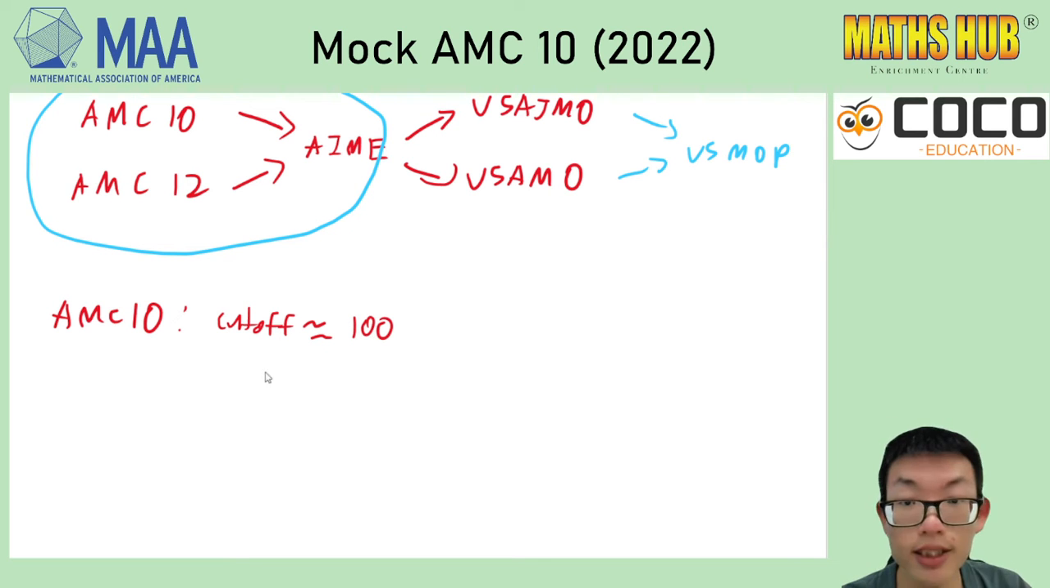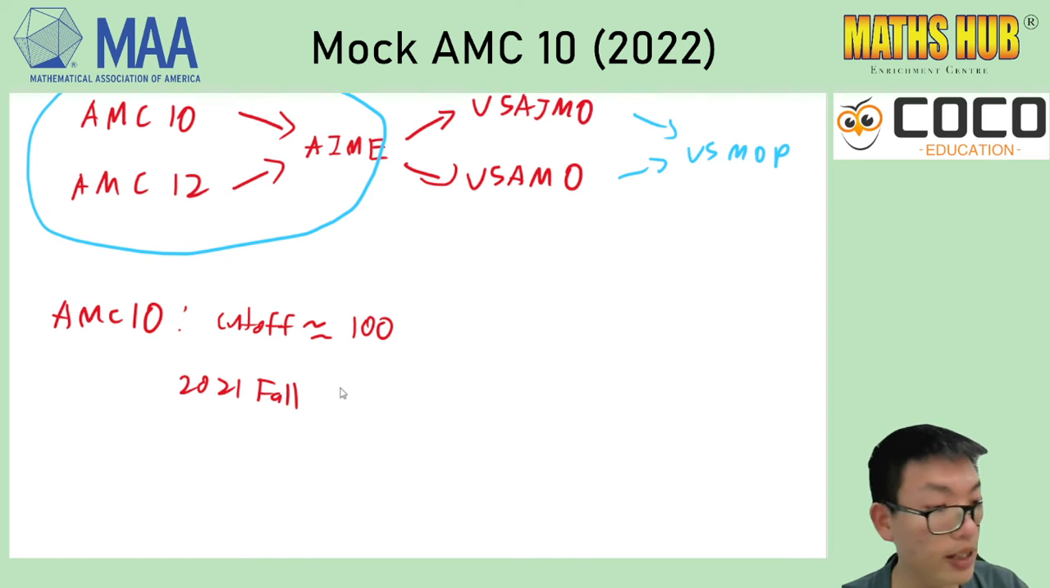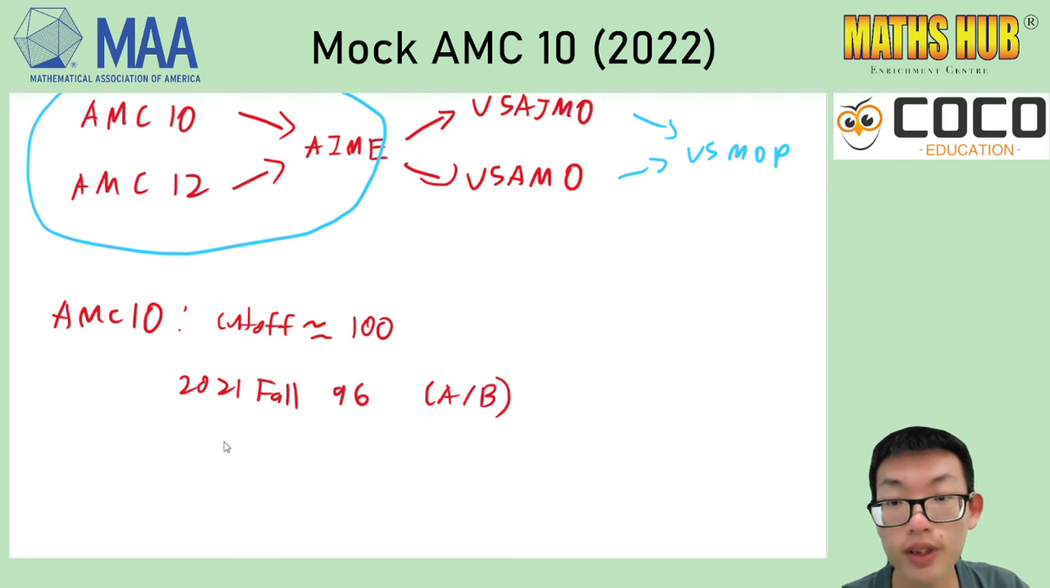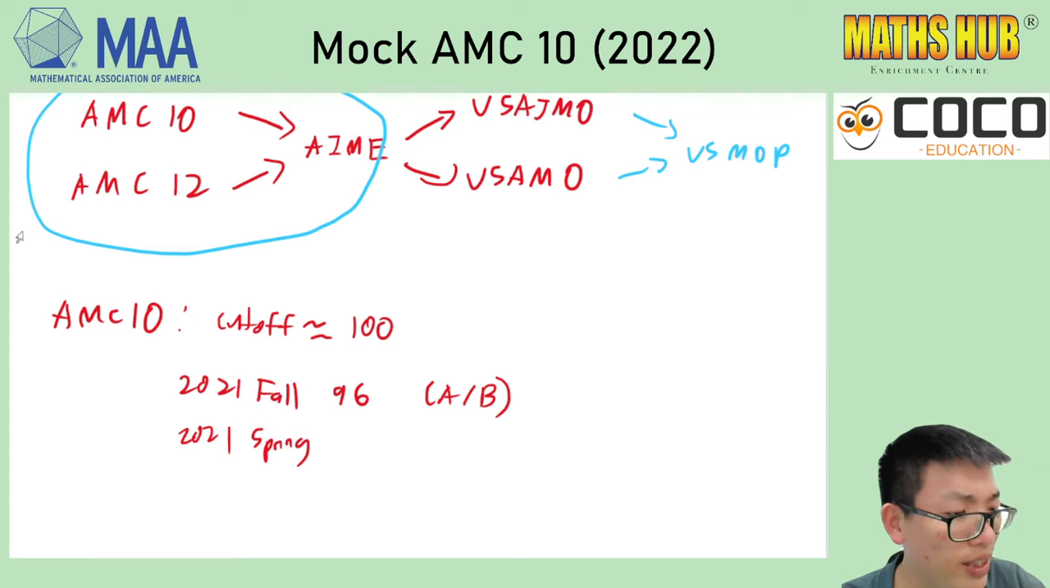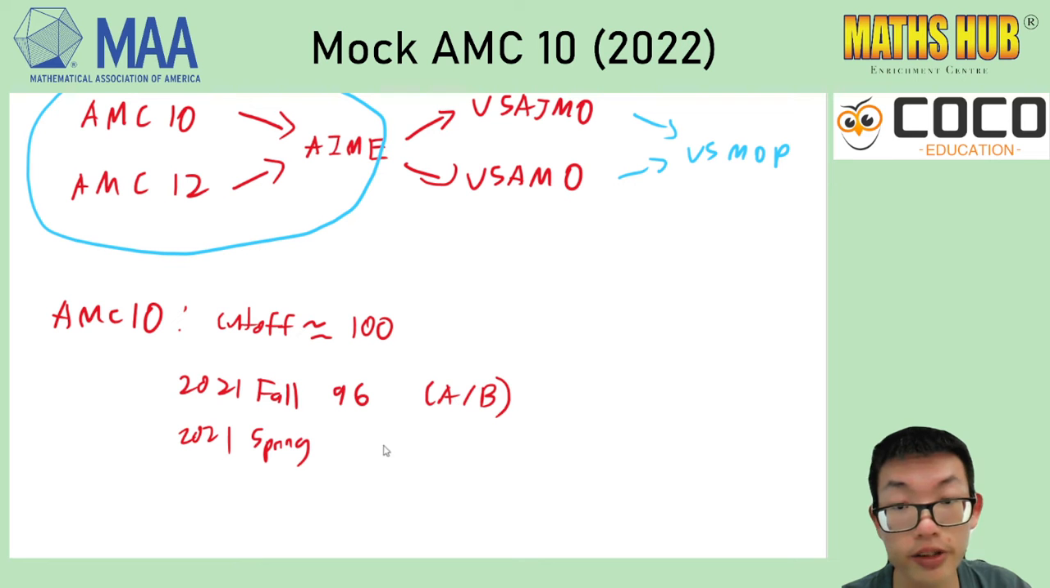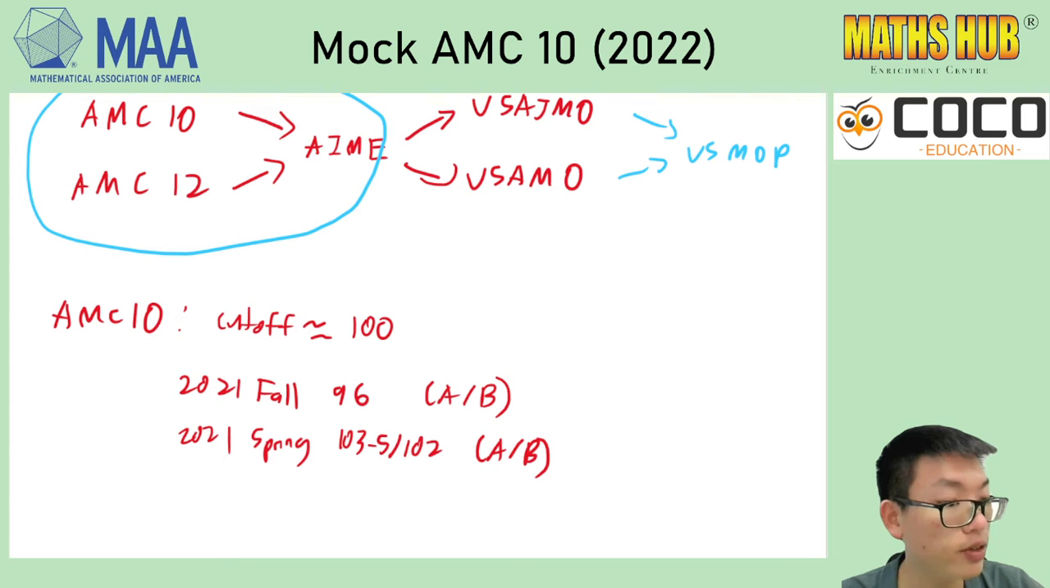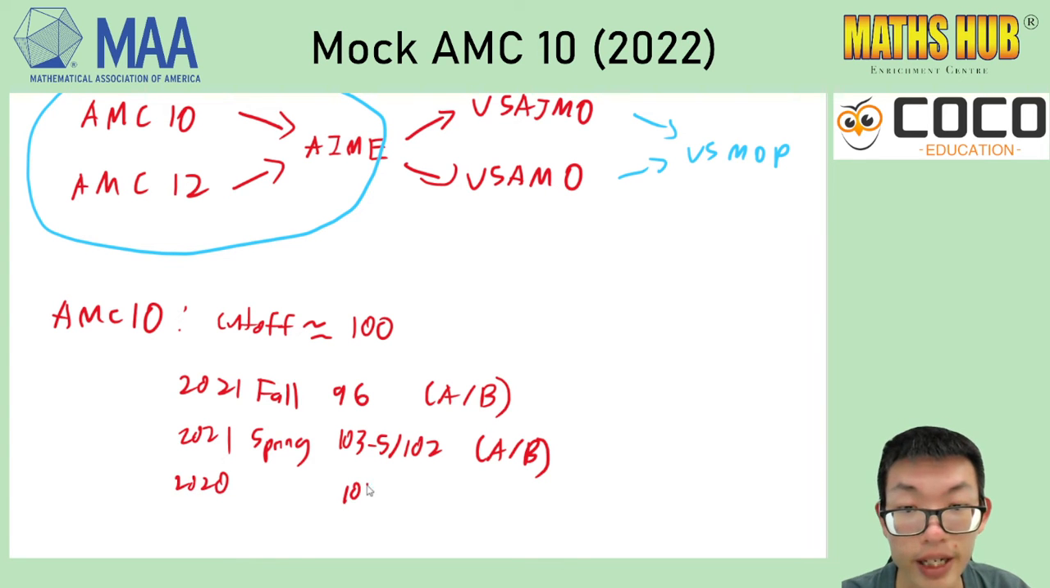Now, last year, or the most recent one rather, the 2021 fall AIME cutoff was 96 for both the A and B. The 2021 spring had a little bit of a higher cutoff. It was 103.5/102 for A and B. And if you go back a year further to 2020, it was also exactly the same pair of cutoffs.